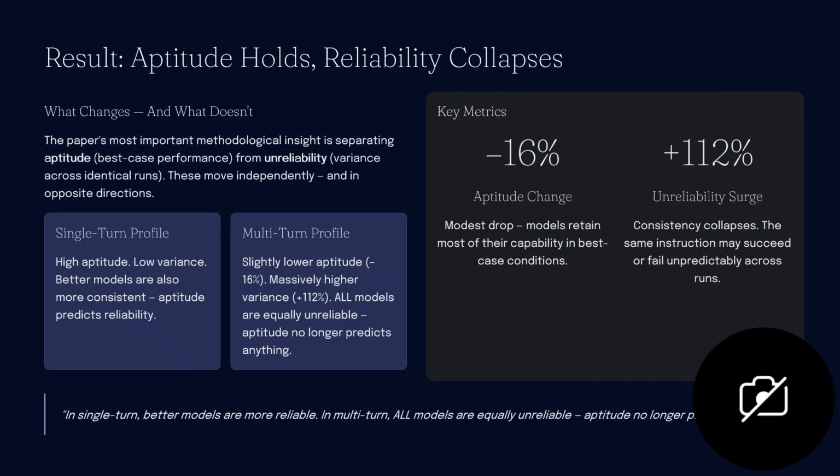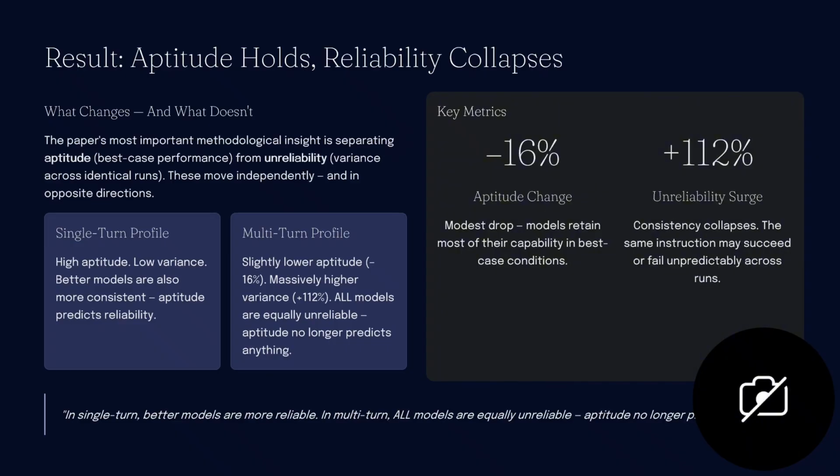This is the result that should change how the field evaluates models. Aptitude drops only 16% in their best runs. Models mostly still succeed, but unreliability surges 112%. The same instruction that a model solves correctly in one run will fail in multiple others, not because the model lost capability, but because the conversation introduced structural instability.